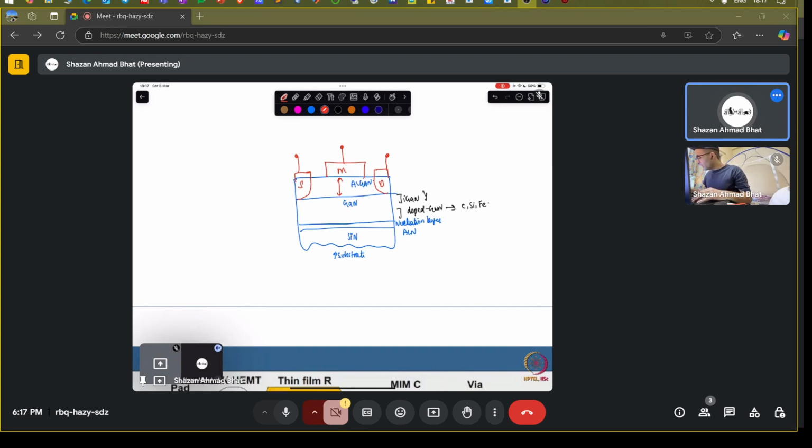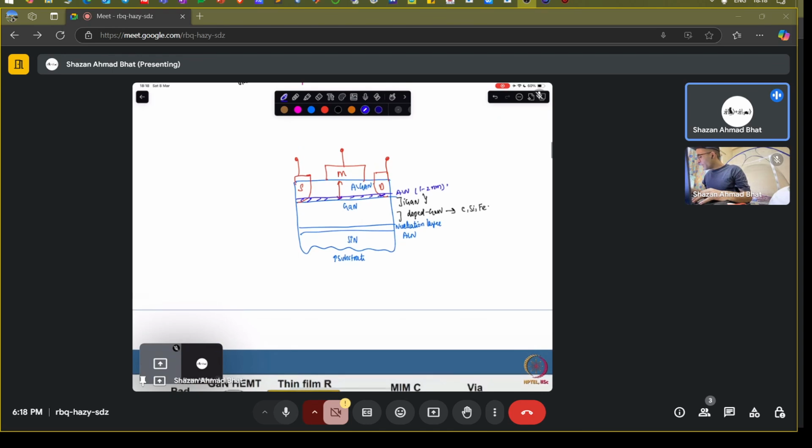Where is your channel? Now we forgot one of the important things, which is the aluminum nitride layer present at this particular position. This is the aluminum nitride layer. It is approximately 1 to 2 nanometers thin. It's a very thin layer. Now this gate to channel length is very important because it determines how well your gate can control the channel, because your 2D electron gas is present somewhere here. So this is the 2D electron gas.